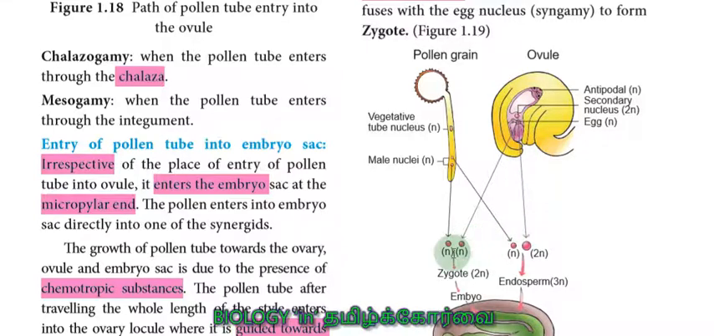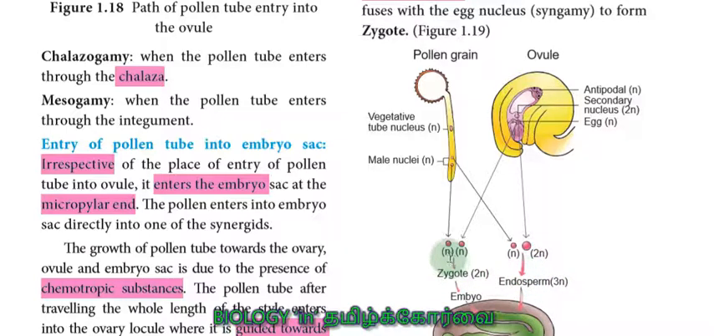Now one male gamete fertilizes the egg and forms the zygote, and here it forms the endosperm. That is, this haploid male gamete joins with the secondary nucleus. So here three nuclei are joining. That is the reason why it is called triple fusion. Once they join, they become the endosperm nucleus. It is triploid in nature.